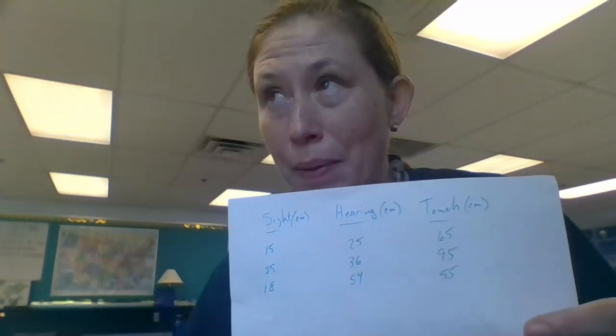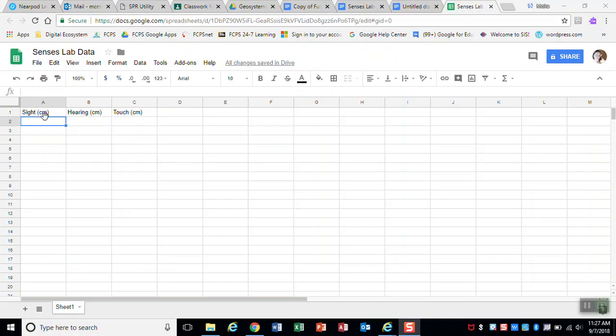So as a group, you probably wrote it down in some form or fashion like this, and you're just going to write it into this spreadsheet. So you have 15, 25, 18. For hearing, you had 25, 36, and do not copy these numbers. I just made these up to show you how to use a spreadsheet, so these aren't correct in any way. 65, 95, 55. All right, now I'm going to show you such a cool trick.